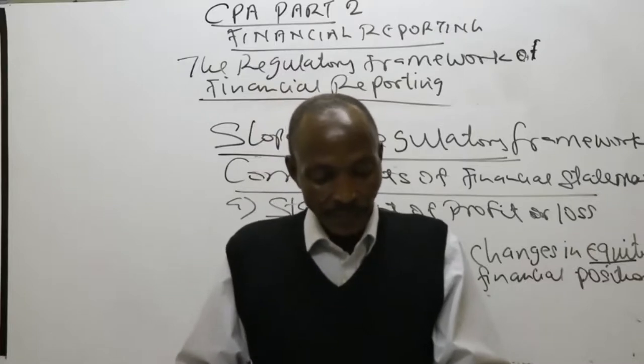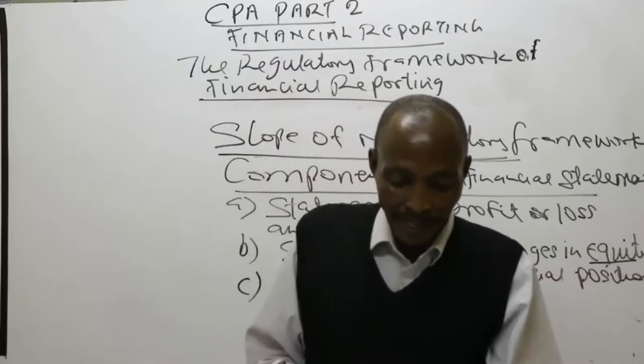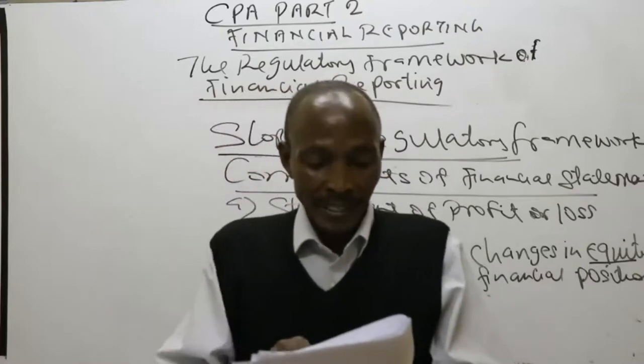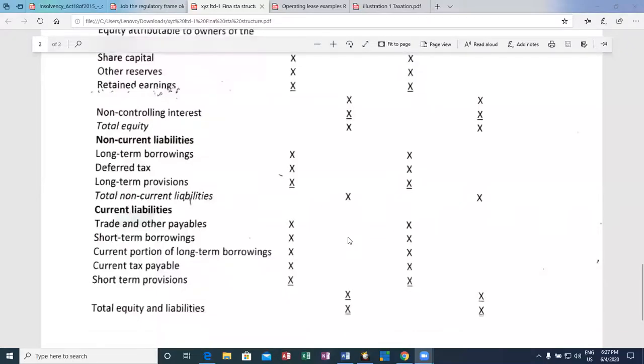Now this is it. Equity attributable to owners of the parent: share capital, other reserves, retained earnings. Non-controlling interest here means the amount of capital owned by minority shareholders in the company. That we shall discuss in more detail when we talk about group accounts.